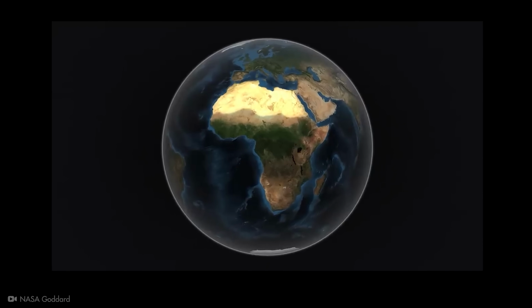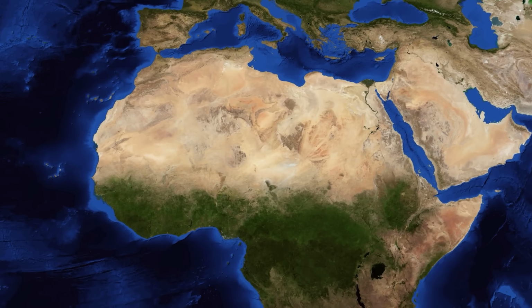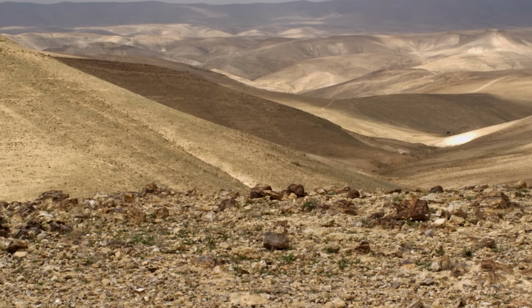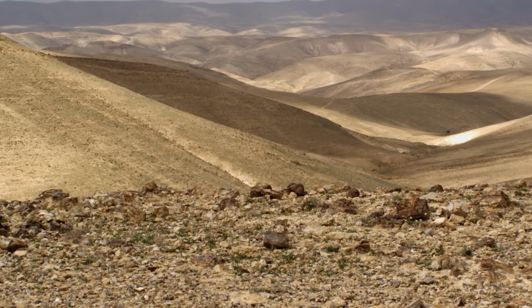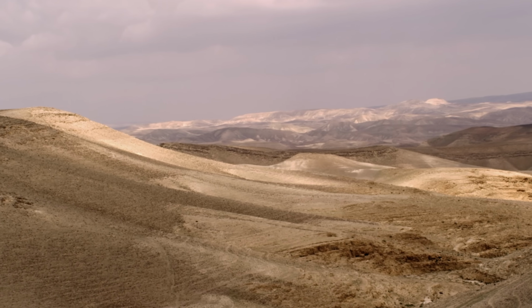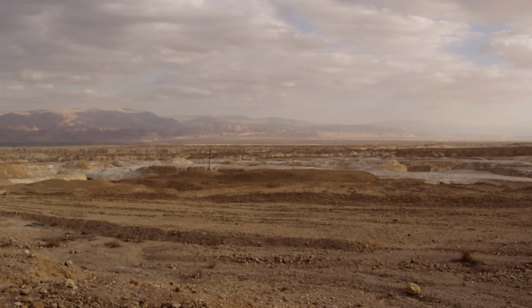And take the Sahara, for example. It's the largest hot desert in the world, roughly the size of the United States, but only about 20% of the Sahara is covered in sand. The rest is made up of areas like hamada, which are flat rocky surfaces, and reg, which are gravel-covered plains, similar to what you might find on Mars.